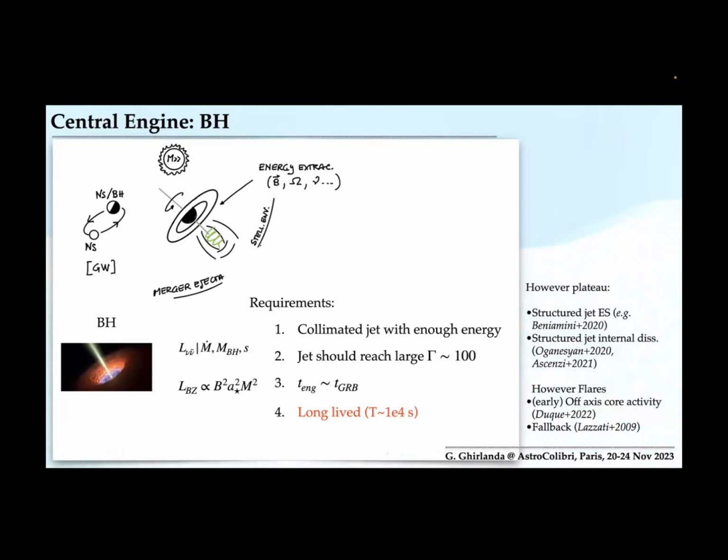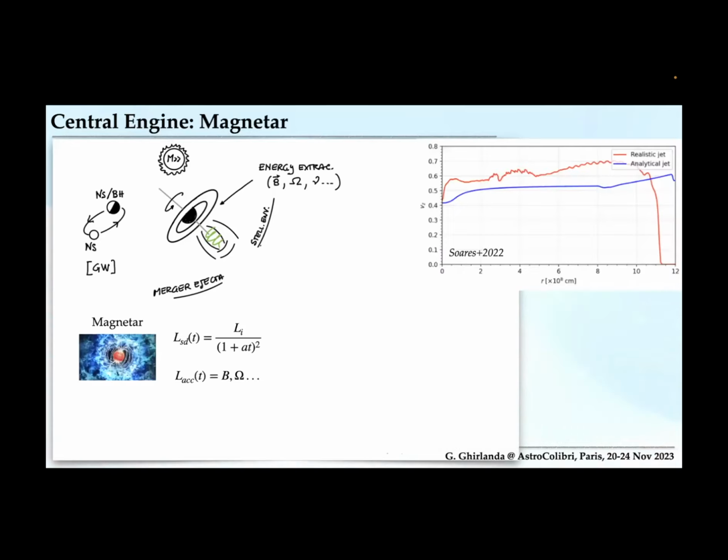Or if you want to interpret in a normal long duration GRB, the extended emission that is observed in the X-rays up to thousands of seconds. There are, however, let's say, explanations in the literature. I'm just mentioning some here. Don't have time to go through them. Let's go to the other possibility.